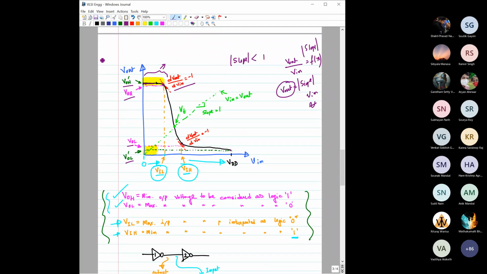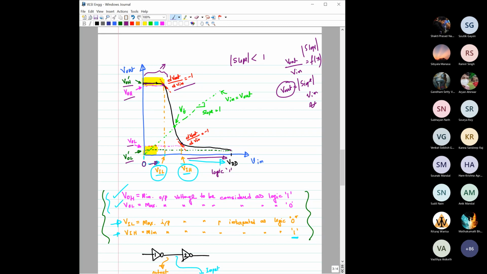So what is the logic for the input voltages between VIL and VIH? What logic do we consider for those input voltages? VIL and VIH means I think I have said voltage from here to here to be considered as logic 0, and voltage from here till here is to be considered as logic 1.